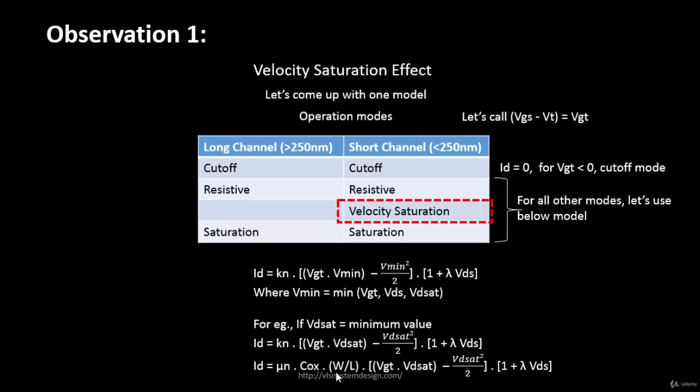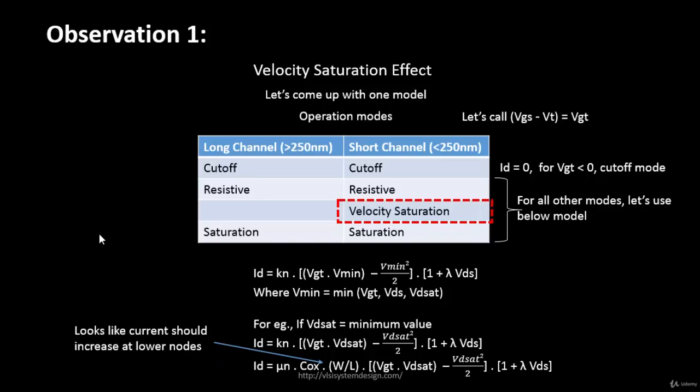If you expand this equation, we just expanded Kn, and you see it's ID equals mu n Cox W by L, VGT into VDsat minus VDsat square, the complete equation. If you ignore the remaining terms and look at mu n Cox W by L, it suggests that if you keep W constant, then as L is reduced at lower nodes, the complete drain current should increase. That's what this particular term specifies. But that's not true. We'll come to this term when we get into delay calculation for a device, so let's keep it for there.